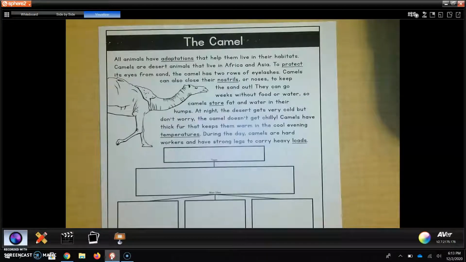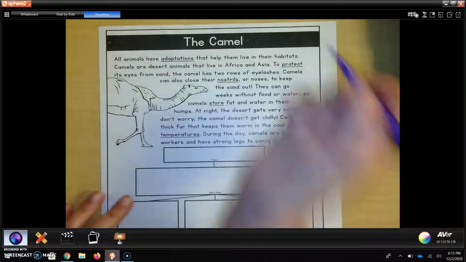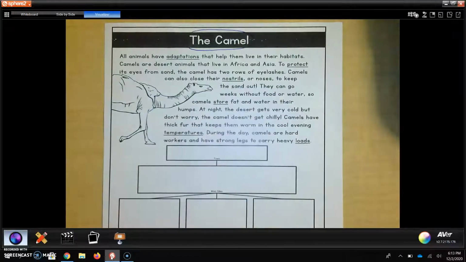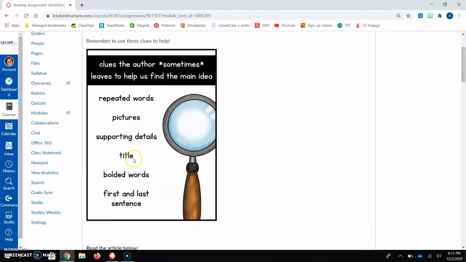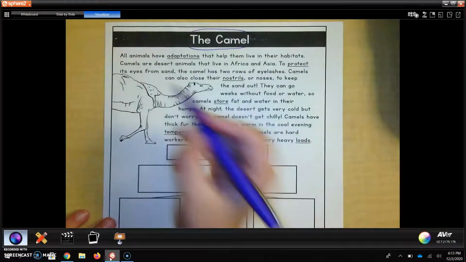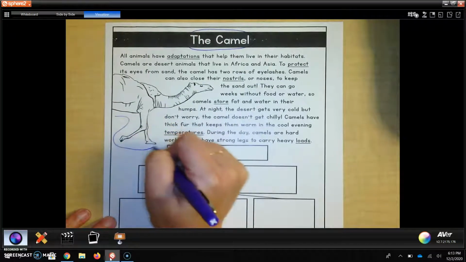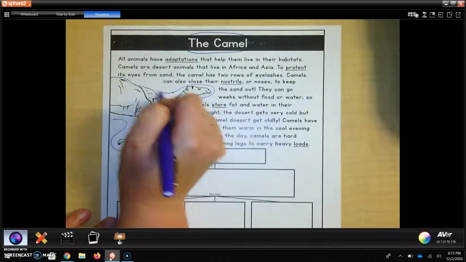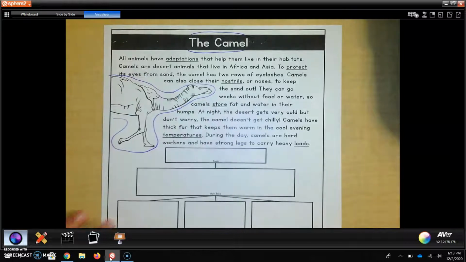So let's always look at our title, and we see right here, the title of our story is called The Camel. So I know that this obviously was about camels. Now let's go back to our other clues. Another easy clue to start with are pictures. Did your text include a picture? Well, ours certainly did, and it was a little picture of a camel, which once again supports that our topic is going to be about camels.